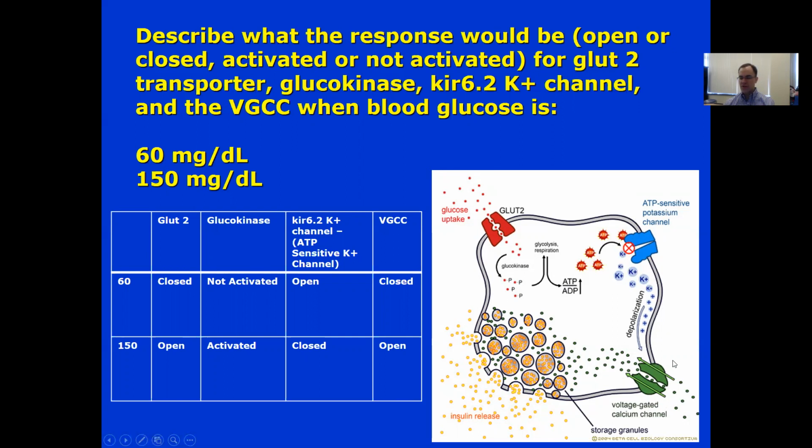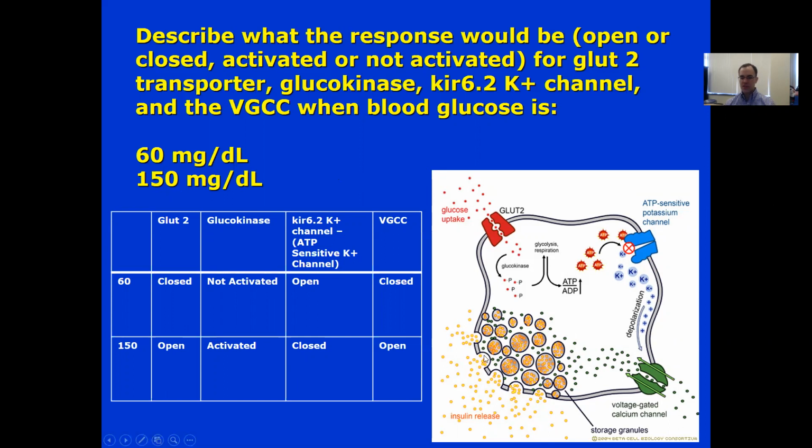Well, at minus 40 millivolts, the voltage-gated calcium channels will open, and calcium will enter, allowing for the movement of these insulin storage vesicles from the middle of the beta cell to the cell membrane to release insulin. So this should be a good overview. Again, review this, and make sure you understand when they're going to be open and when they're going to be closed, based on the blood sugar level.